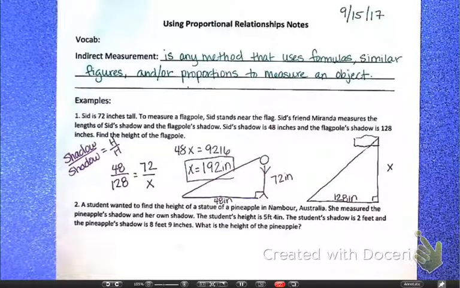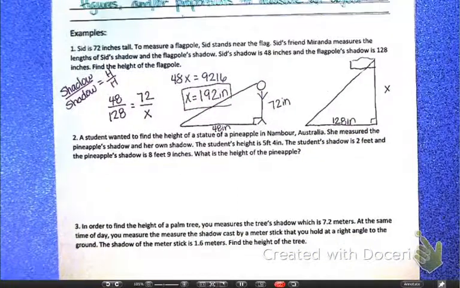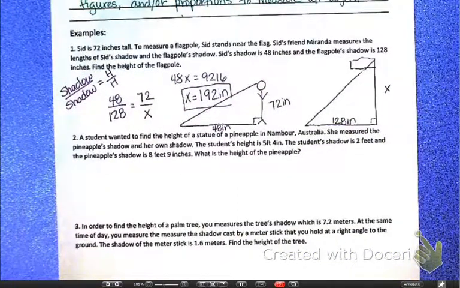Yeah. Okay, this is the fun one to draw. Here we go. A student wanted to find the height of a statue of a pineapple in Nambour, Australia. I don't know. She measured the pineapple's shadow and her own shadow. The student's height is 5 feet 4 inches and the student's shadow is 2 feet. The pineapple shadow is 8 feet 9 inches. What is the height of the pineapple?